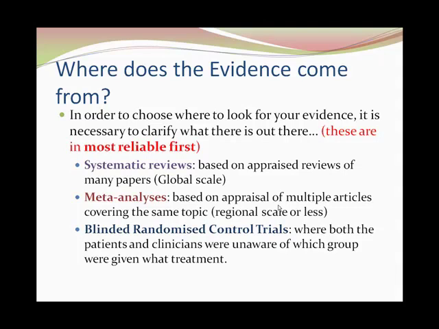So where does the evidence come from? We've already seen that the evidence can come from scientific databases. When we search the databases, we get a series of papers, and the papers can be various different types. So the first is a systematic review. Now this is the most reliable of all papers. It's a global scale review of any clinical trial that's been done on the intervention we're talking about.